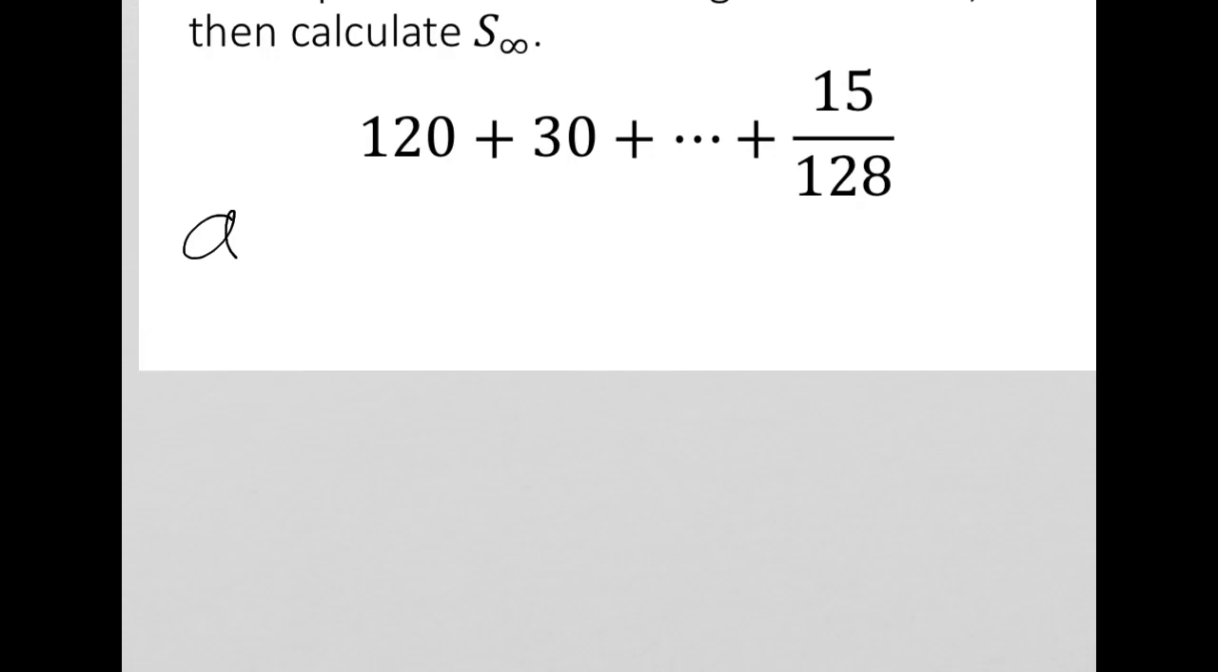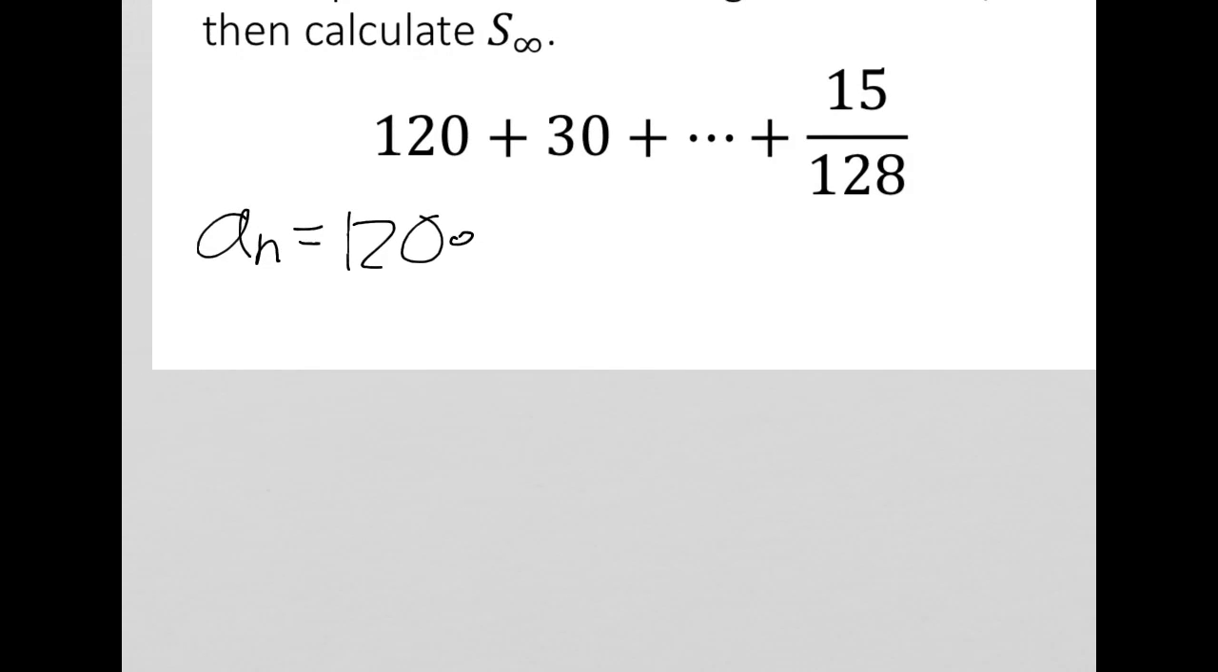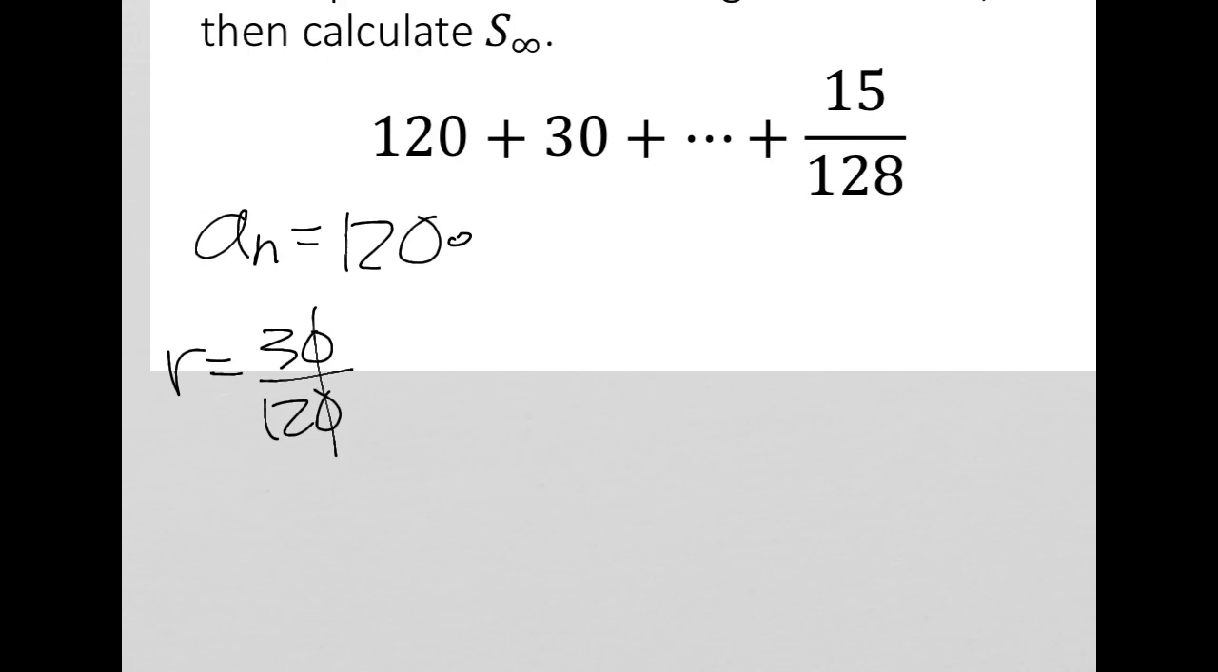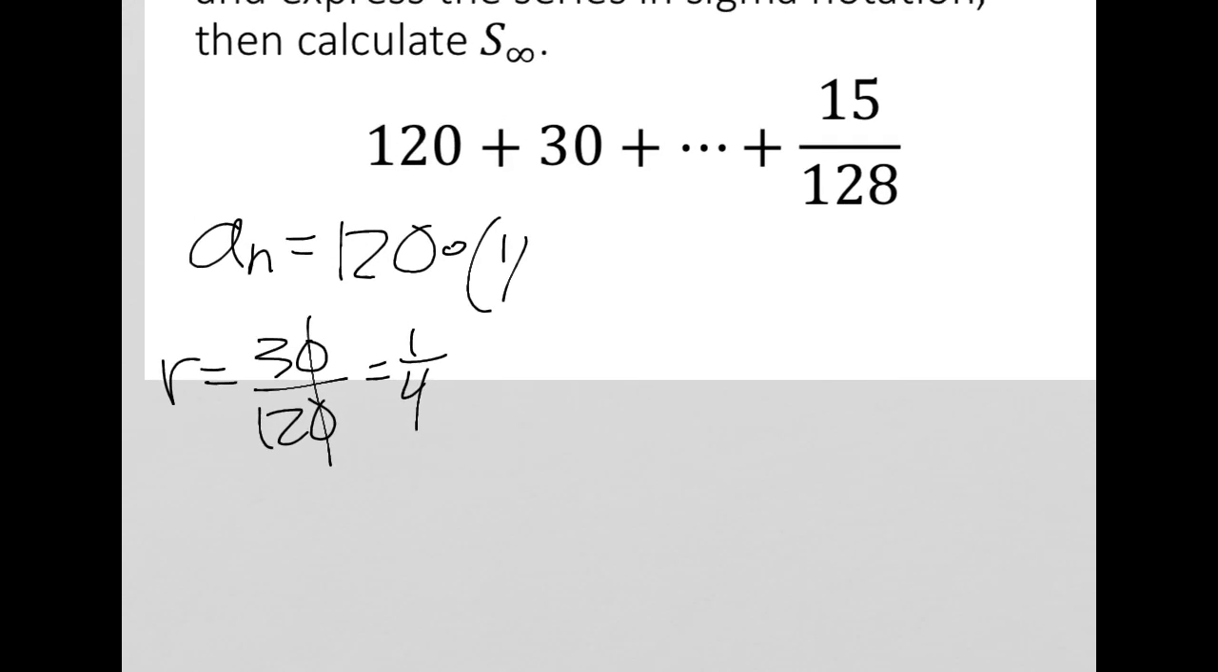So let's write the explicit formula. A sub n equals our first term, 120, times our common ratio. Well, what is our ratio? It's going to be 30 divided by 120. Cross those zeros out. 3 over 12 is the same as 1 over 4. So our ratio is 1/4, and then we're going to raise that to the power of n minus 1.